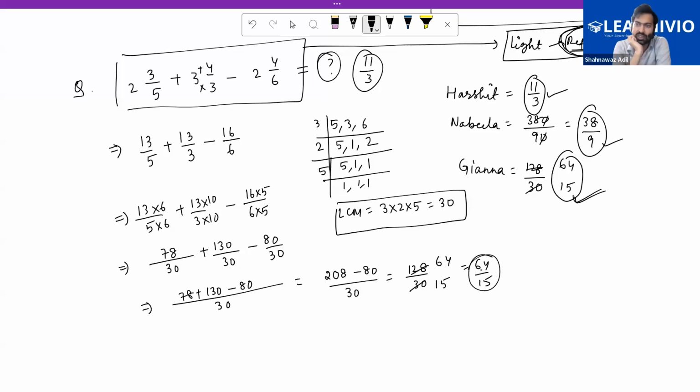So where did you guys make the mistake? Harshit and Namita, what was the mistake? I took the LCM as 90. Yeah. Okay, so let's do two more questions and then we will talk about theory, right?